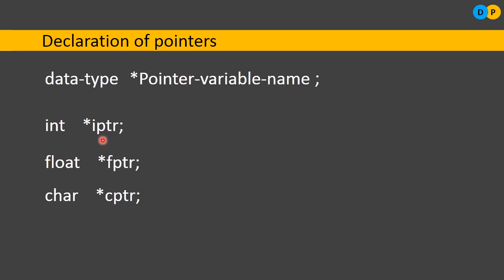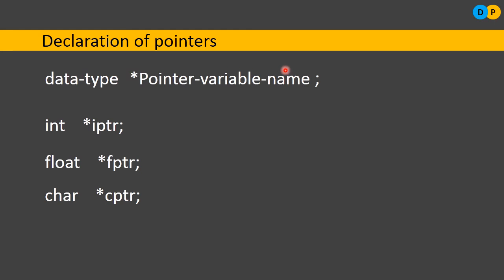A pointer variable of float type cannot point to the address of an integer variable. You cannot have a character pointer variable pointing to a normal integer variable. It cannot hold the address of an integer variable. So there should be a matching. This is the procedure.